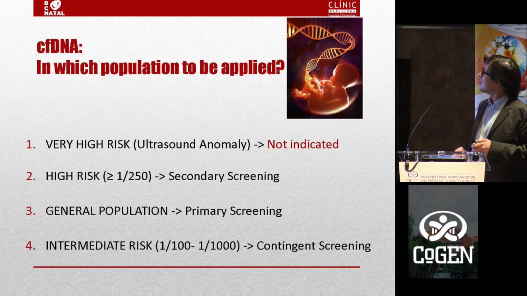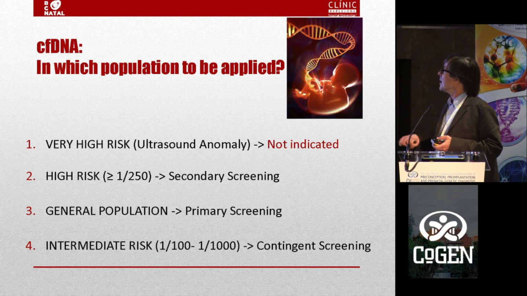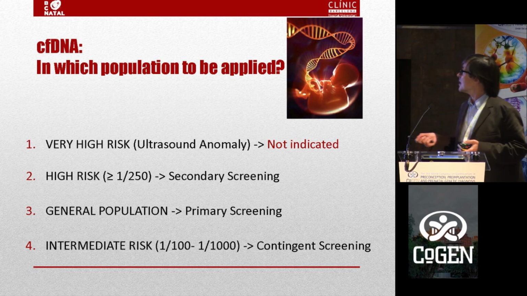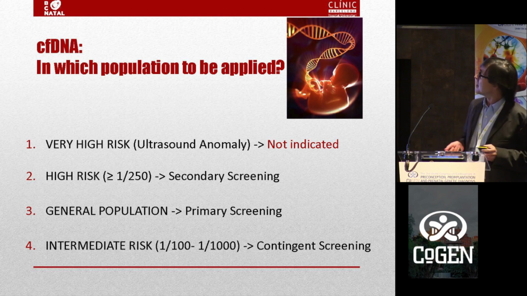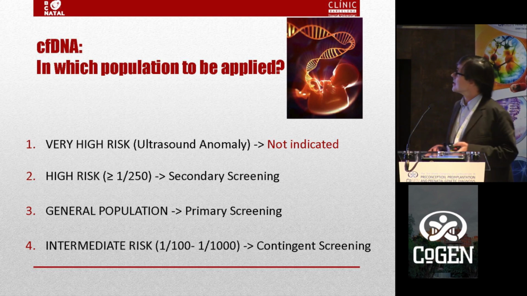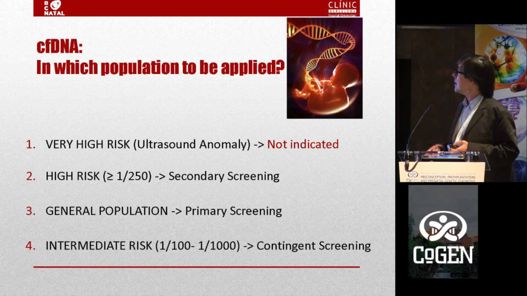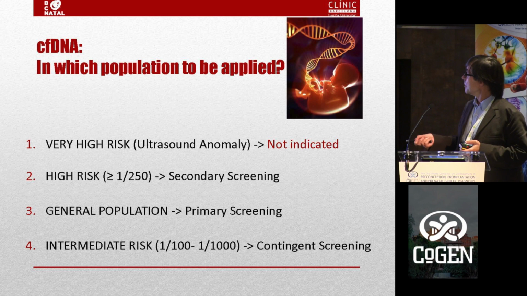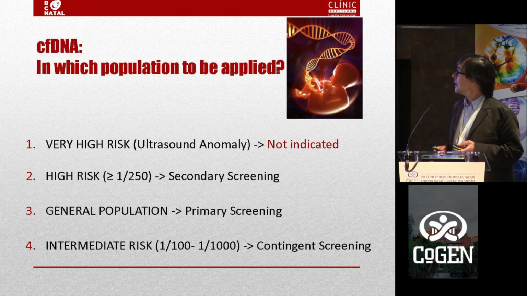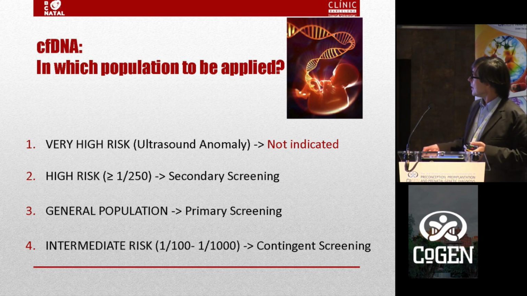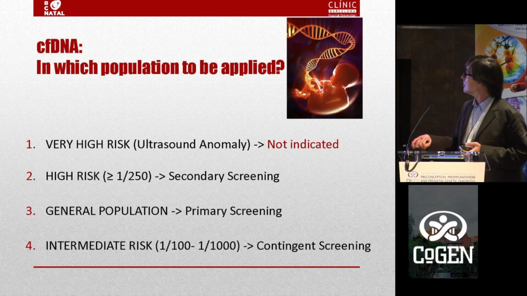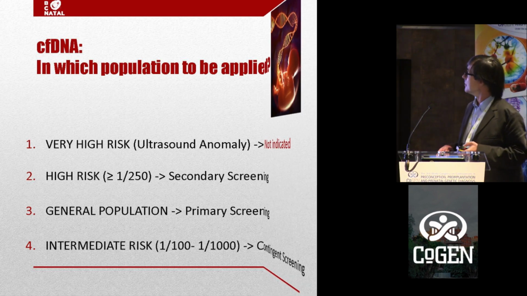In which population should cell-free DNA be applied, in my opinion? Or the opinion of most of the guidelines: not to the very high-risk population. When you see an ultrasound anomaly, definitely it is not indicated. You can use it in high risk as a secondary screening. It can be used in the general population as a primary screening, and it can be used as a contingent screening in intermediate risk, for example, 1 in 100 to 1 in 1,000.